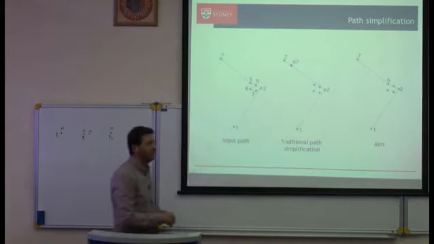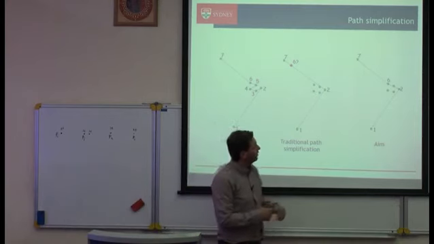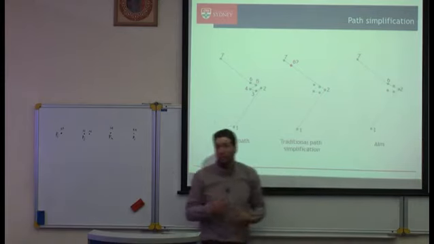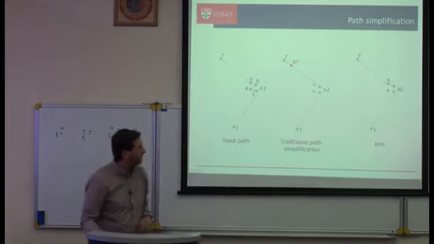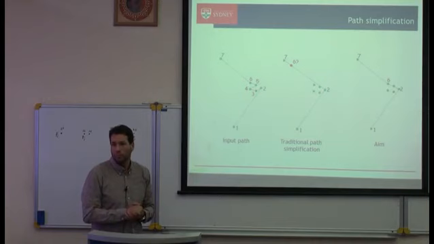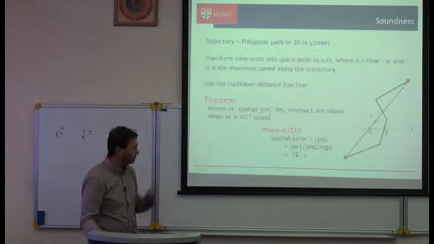So what we want to do is be a little bit more careful when we do the simplification, so that we, in this case, would include maybe the point at time 6 in the simplification. So the simplification will be a little bit bigger, but hopefully it will have some nice properties.